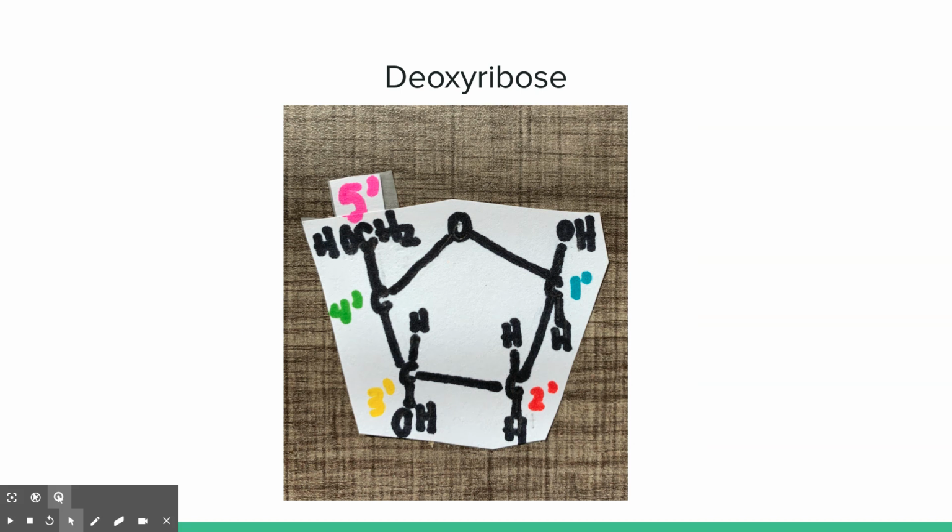Our 1' carbon is where the nitrogenous base forms a covalent bond. The 2' carbon is missing an oxygen compared to ribose. The missing oxygen distinguishes this molecule as the deoxyribose found in DNA.